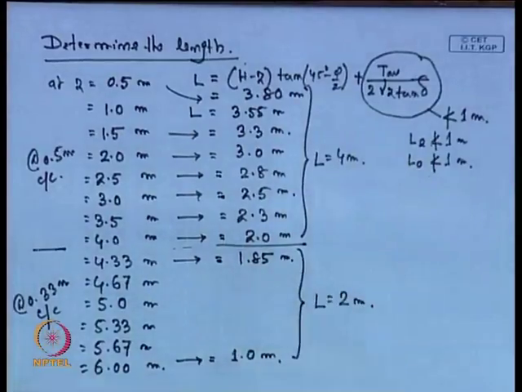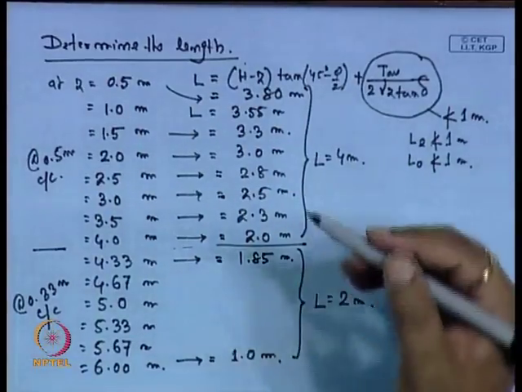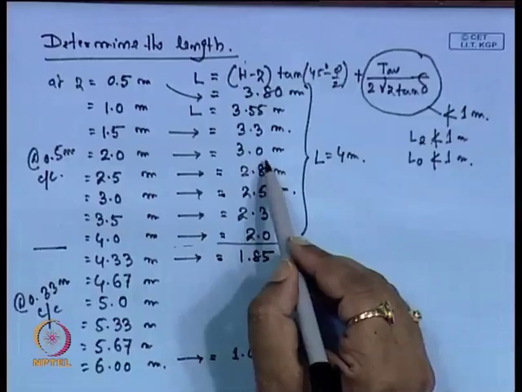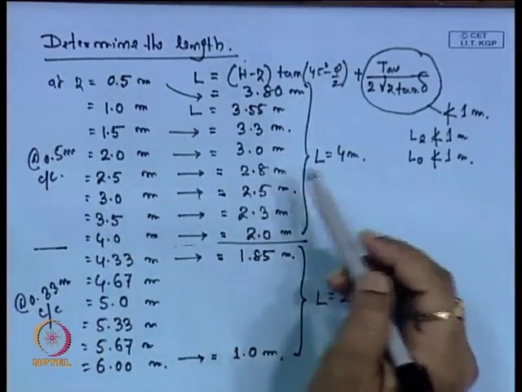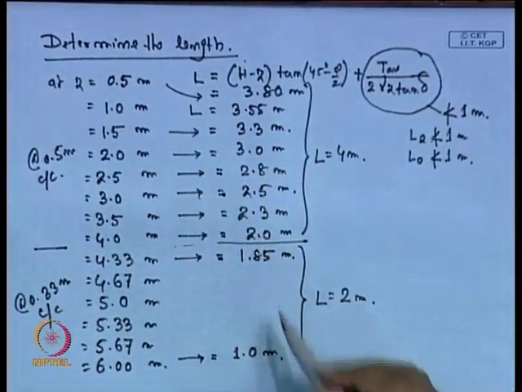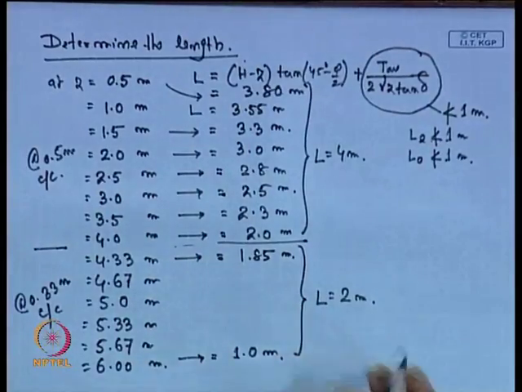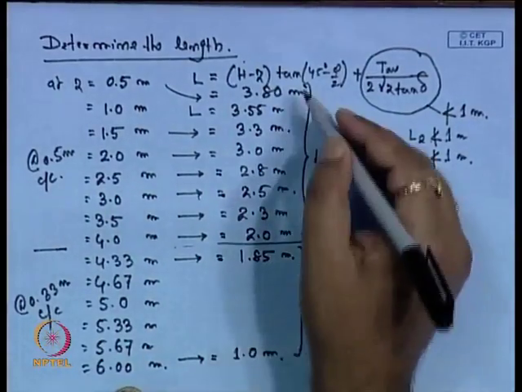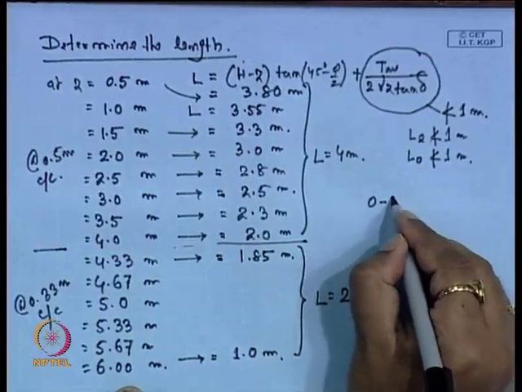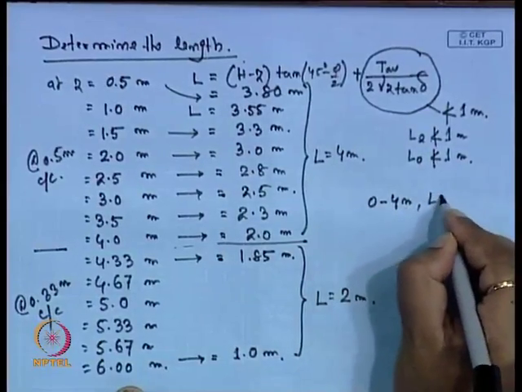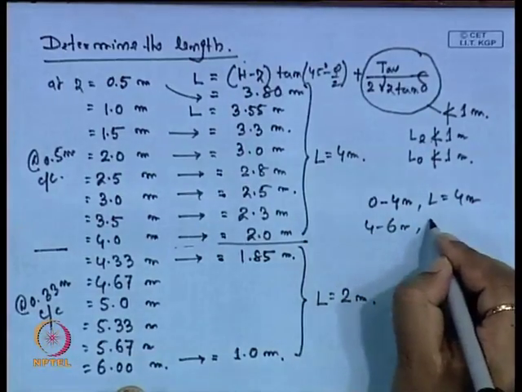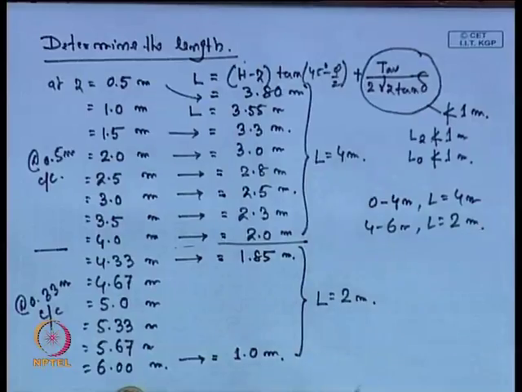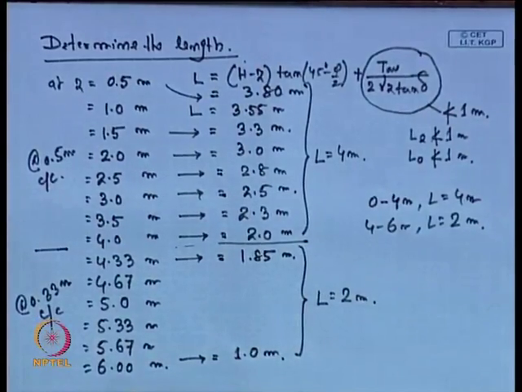But as we have mentioned, if I take a different spacing up to 2 meter, a different one from 2 to 4, and a different one from 4 to 6, then according to that you have to provide the length. Here up to 2 meter we can provide 4, then from 2 to 4 we can provide 3, then from 4 to 6 we can provide 2 meter also. But just to avoid so many variations, we have taken from 0 to 4 meter, L is equal to 4 meter, and from 4 to 6 meter, L is equal to 2 meter. So this is the variation that we are using.